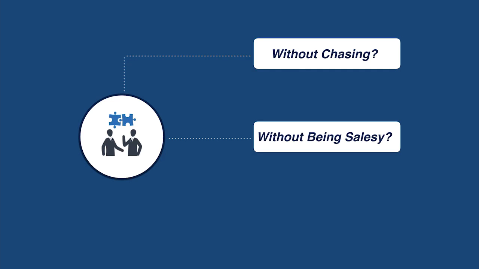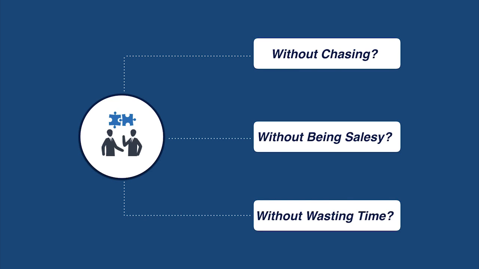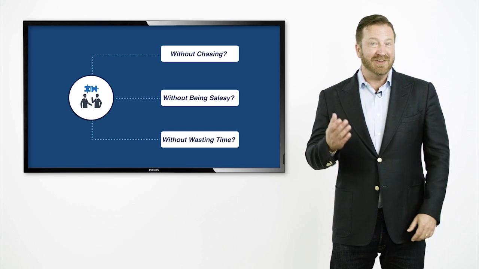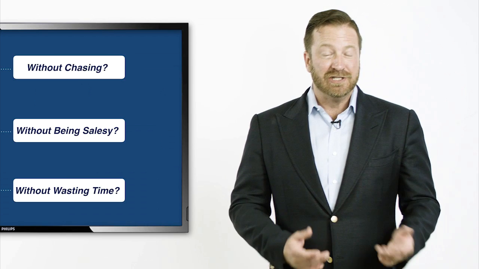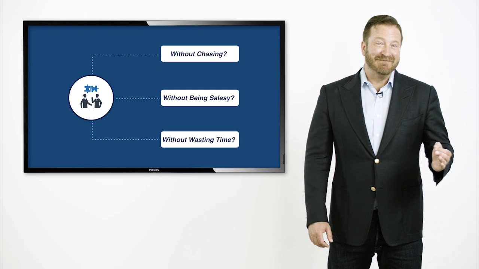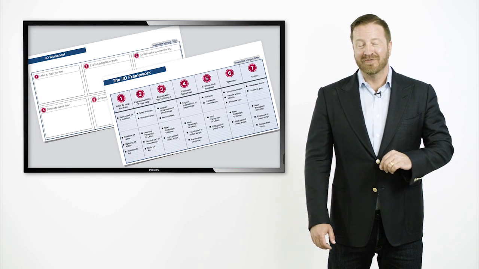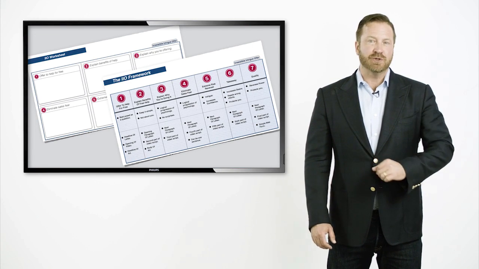And finally, how do we have those conversations with the right people? How do we make sure that we're not wasting our time? How do we make sure that we're only talking to prospects who are most likely and qualified to become our customers? The solution lies in one simple thing called the IIO framework. That stands for Irresistible Intrigue Offer.